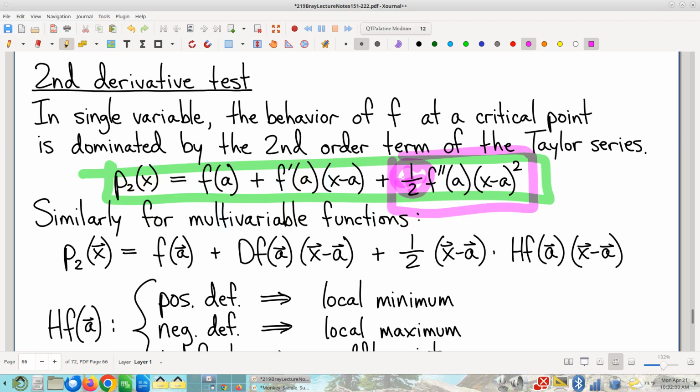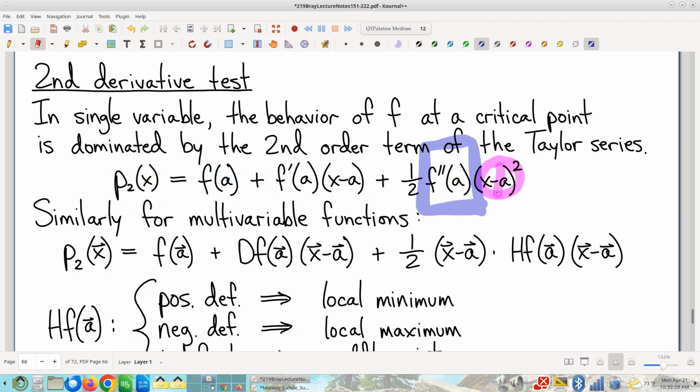And let's see, x minus a quantity squared is definitely positive. I mean, other than at the point x equals a, and we're trying to figure out what happens near, not at. So that's definitely positive. And so if I want to know if this curves upward or downward, I just have to look at the second derivative. Simple as that. If it's positive, it curves up, and you have a minimum. If it's negative, it curves down, and you have a maximum. Old news. Right? But again, it all comes down to that second derivative because of the Taylor polynomial.